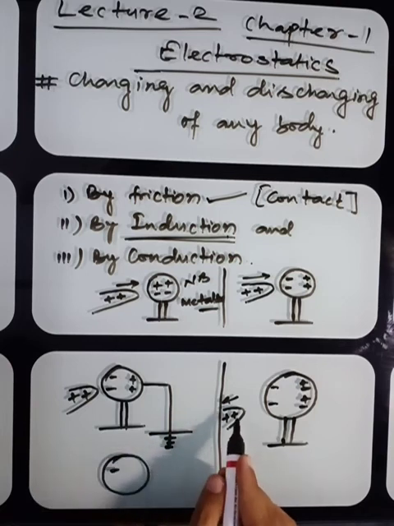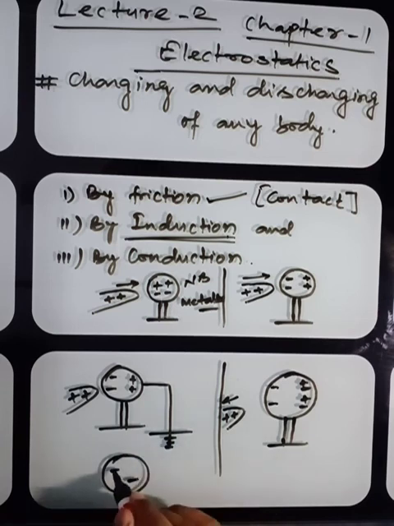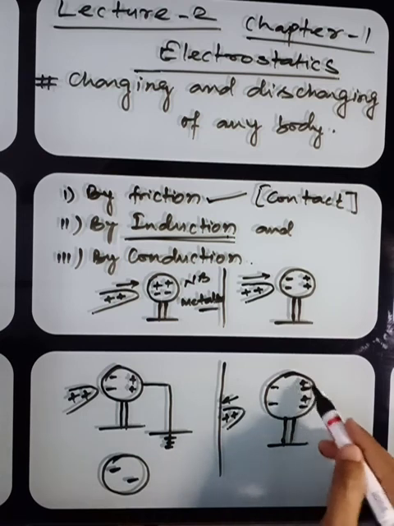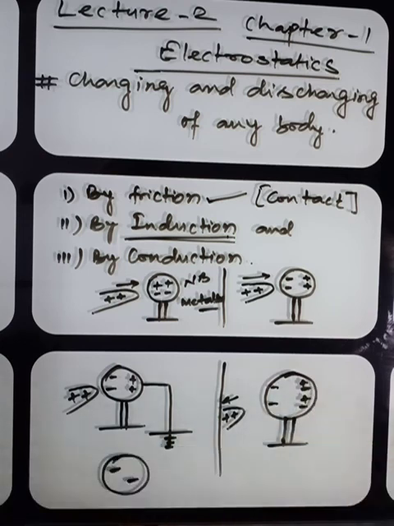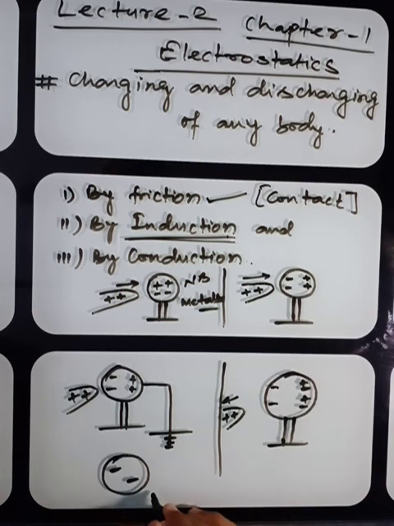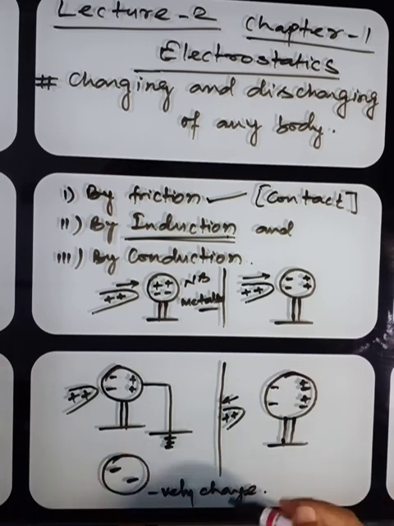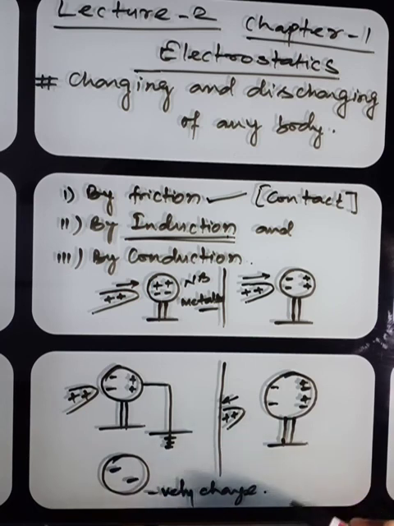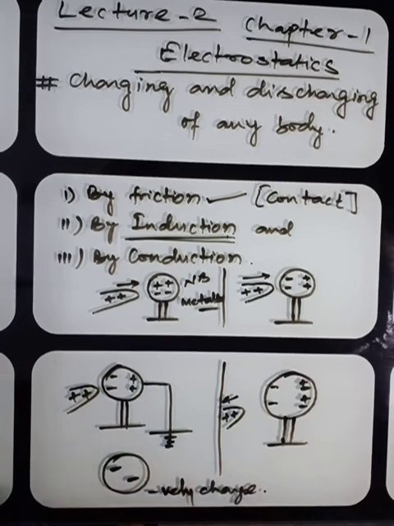After removing this rod, what will happen? This negative charge will be uniformly distributed over the body, and this body will be considered as negatively charged. So this is the method of charging by induction. In the same way, you can charge a body positively. This is all about today's lecture.